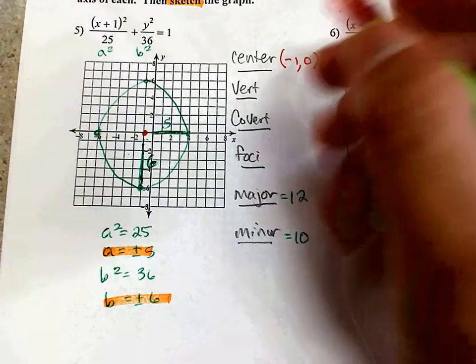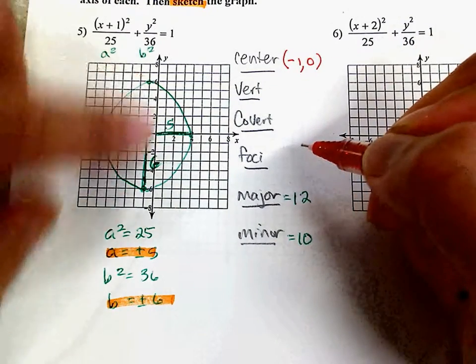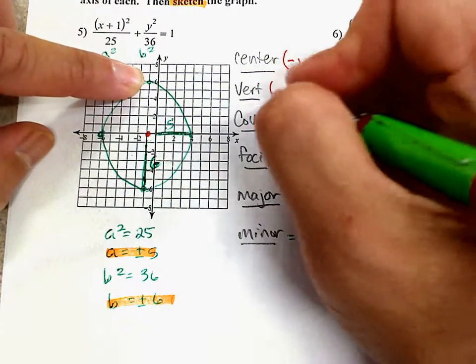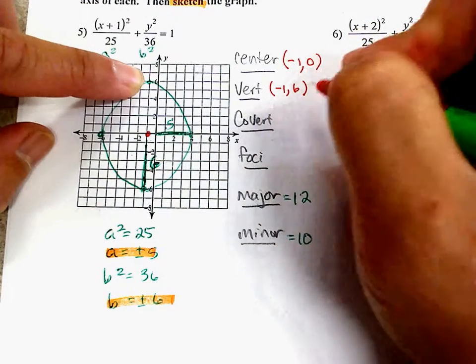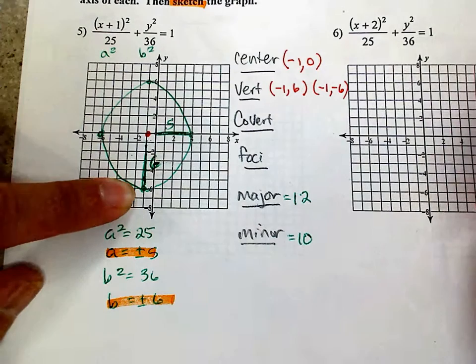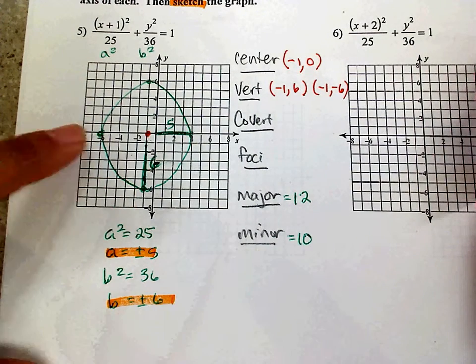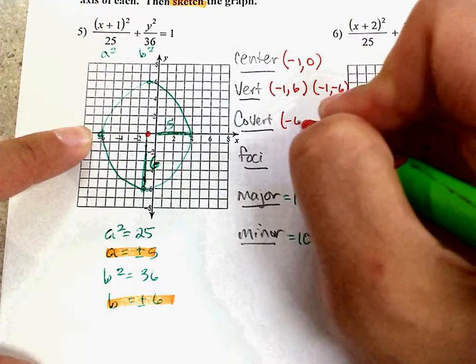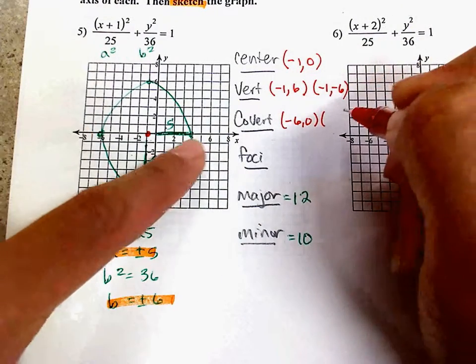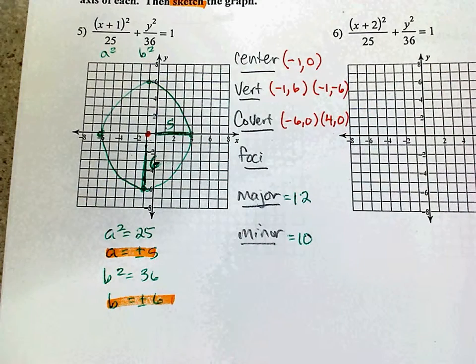Your vertices is always your major, okay? So the major goes this way, so my vertices for this one is -1, 6, and this one is -1, -6. Your co-vertices is always along your minor, so this point right here is -6, 0, and this point right here is 4, 0. Okay?